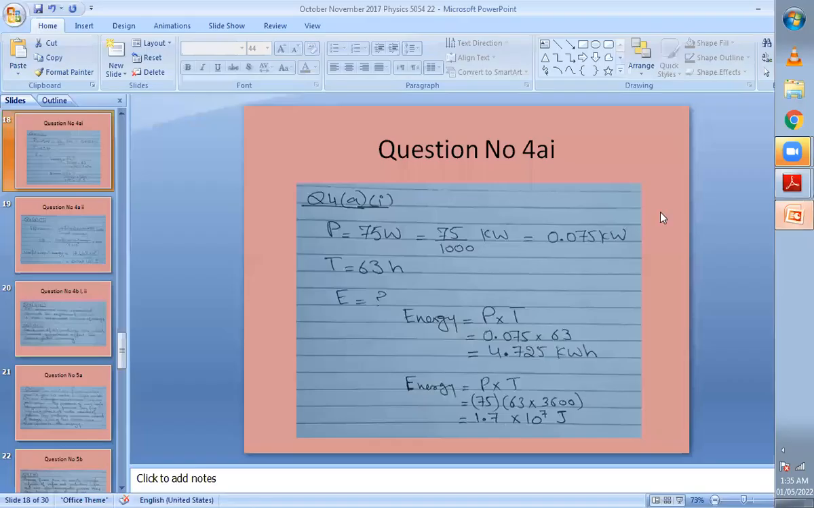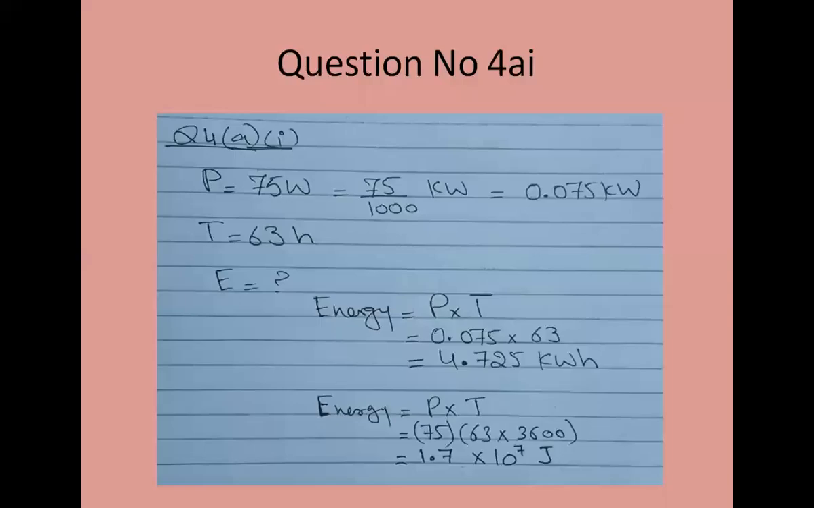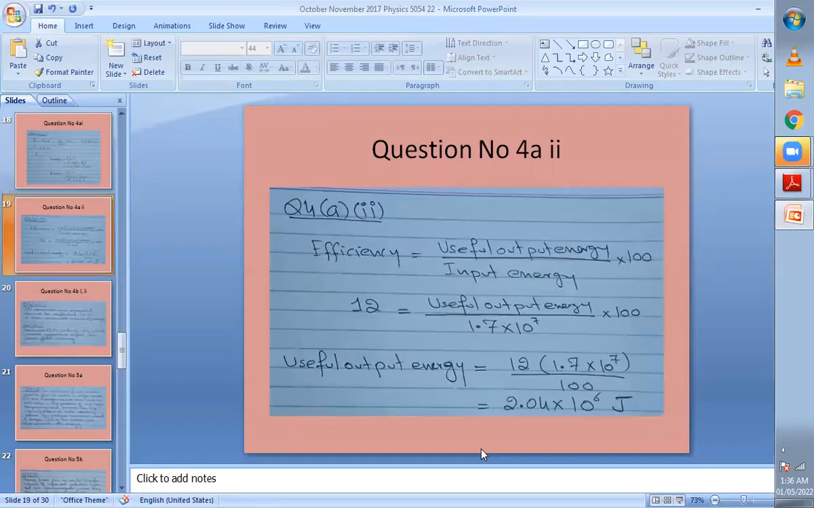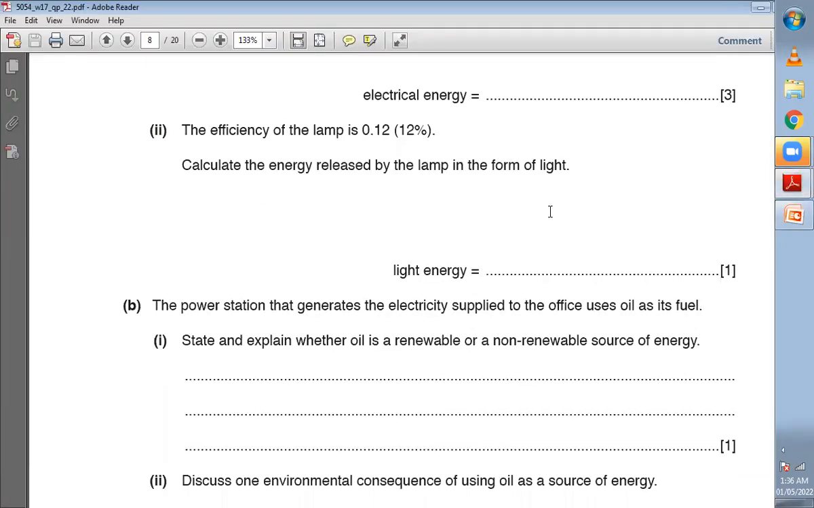You know the formula for the efficiency is equal to the useful output energy divided by the input energy, multiplied by 100. Efficiency I already know is 12%, and useful output energy is the question. Input energy to the filament lamp is 1.7 x 10^7 joules, into 100. So useful output energy will be equal to 12 multiplied by 1.7 x 10^7 divided by 100, and that will be 2.04 x 10^6 joules. That's the useful output energy, which is light. Okay, so that was a 1 mark numerical.